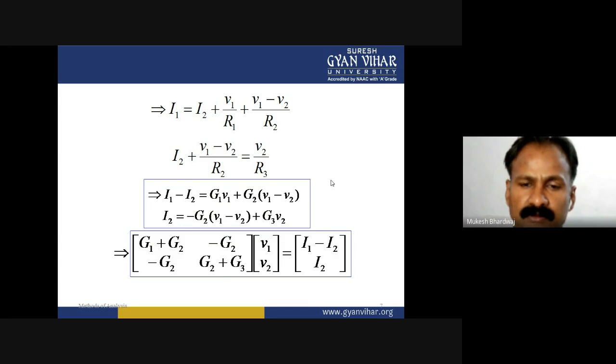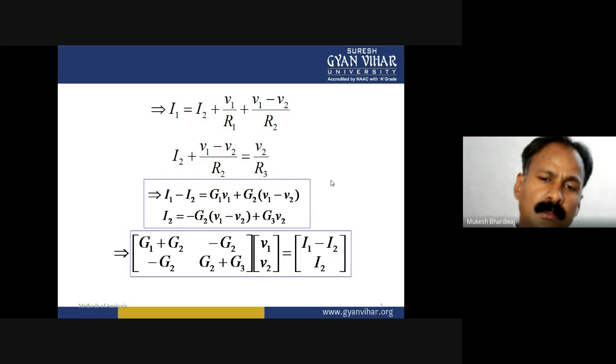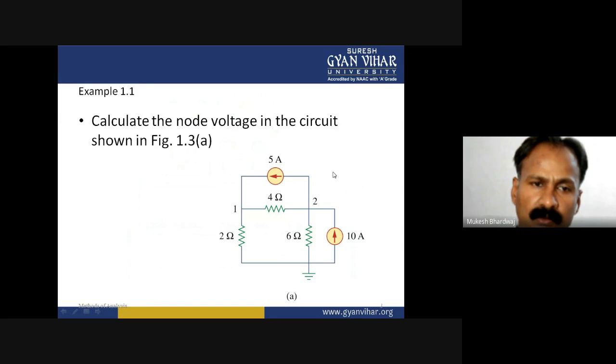So the equations can be solved with the help of matrices, because we can convert equations into matrix form, as we know the concept of matrices and determinants. After that, we just multiply the first matrix with the second and equate it to I1 minus I2 upon I2. We get the further values which we want to calculate.